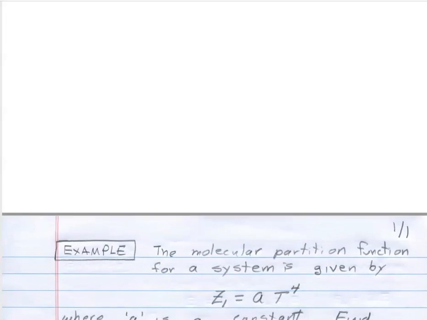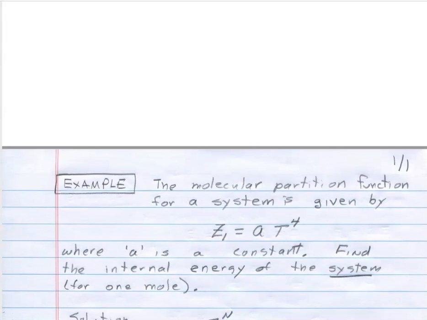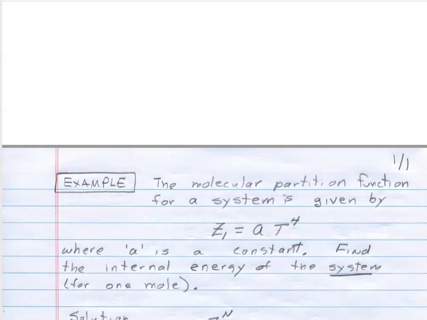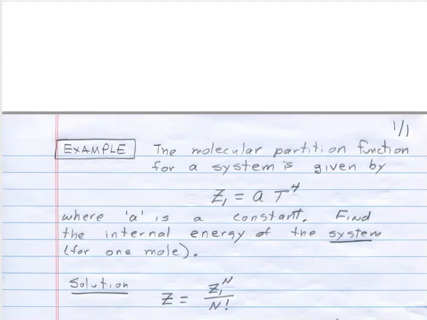Example 2.5. Here somebody has found, for a particular system, the molecular partition function, and it's given by z1 equals a t to the fourth. What you're asked to do in this case is find the internal energy of the system from this molecular partition function for 1 mole of the substance that this was the partition function of.